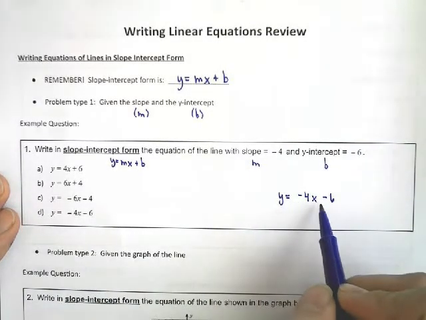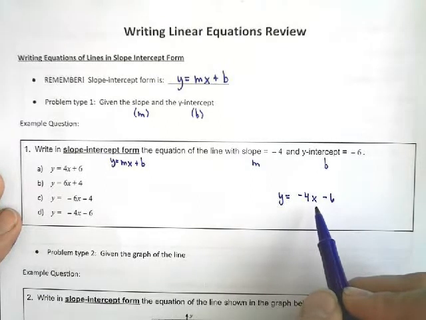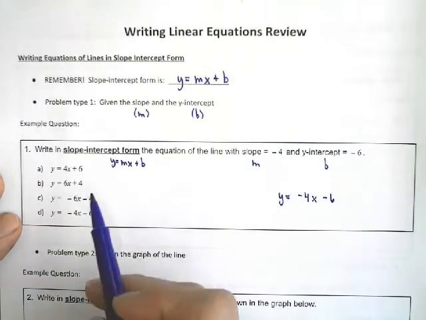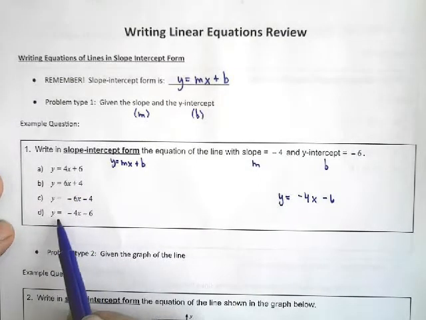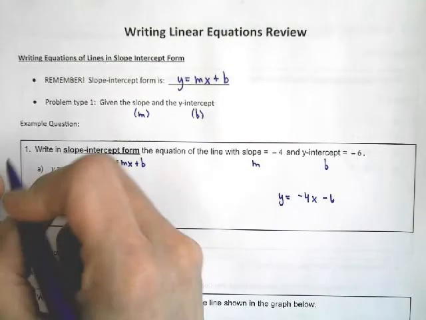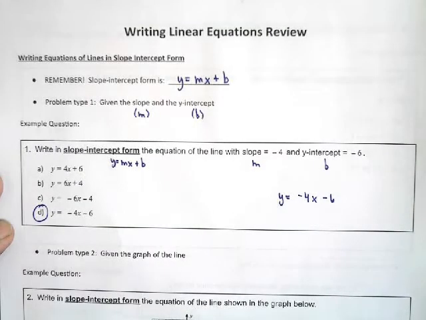So here we just have to be really careful that we have those signs and that we pick the correct choice here. So I'm looking for a -4x. Looks like choice D is going to be it. y = -4x - 6. So that's going to be choice D.